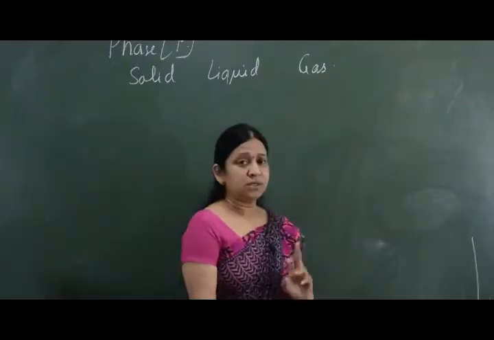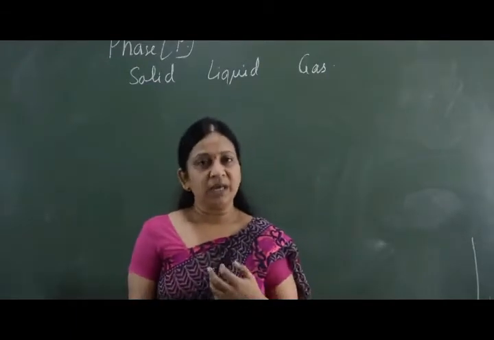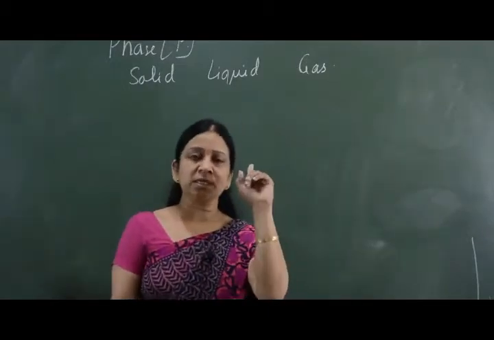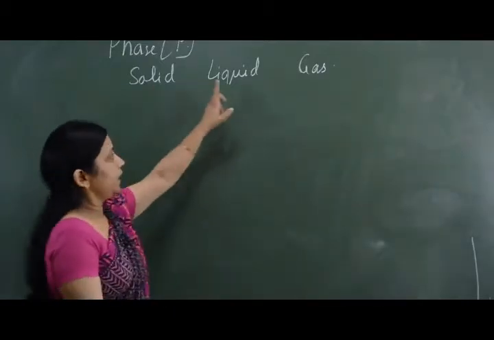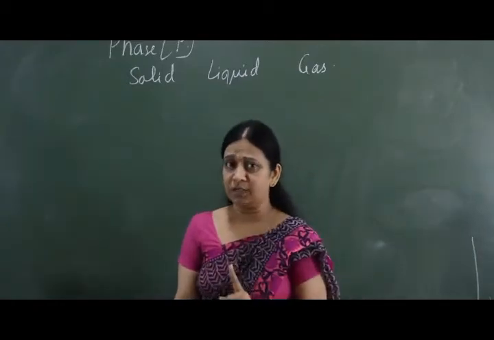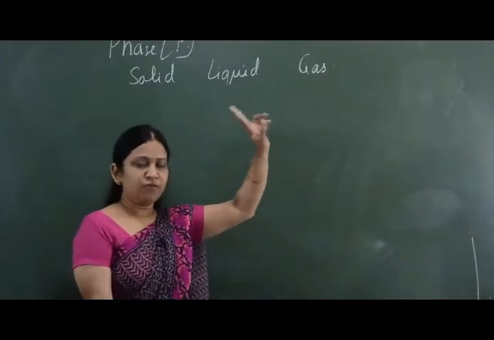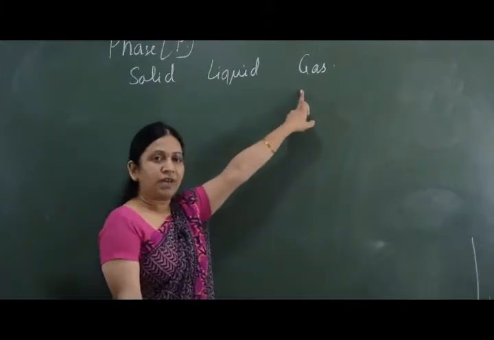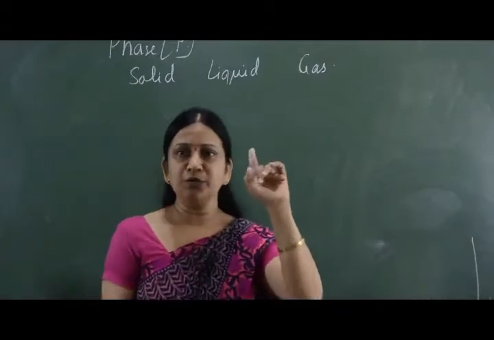Now, when we come to gases, all the gases are miscible with each other. So, if gases are present in the system, then it is always counted as a single phase. So, we have three phases: solid, liquid and gas. Every solid is counted as a separate phase. Liquids, if they are miscible, are counted as one phase; if they are immiscible, then as many liquids, as many phases. If we have gases, then all gases are miscible, so it will be counted as a single phase system.